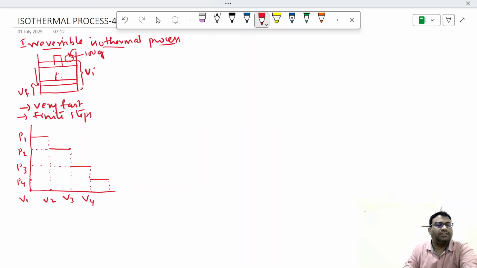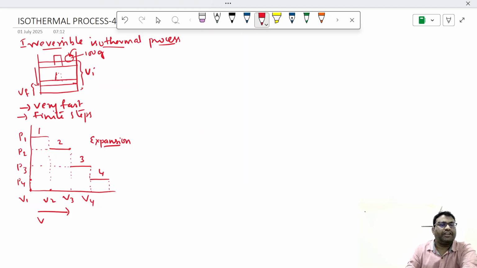So what is this? This is all expansion, because volume is increasing, the pressure is decreasing. Okay. So now, in how many steps has the process happened? The process has happened in 1, 2, 3, 4 steps. Okay. In 4 steps, this process has occurred in finite steps, not infinite steps, finite steps.